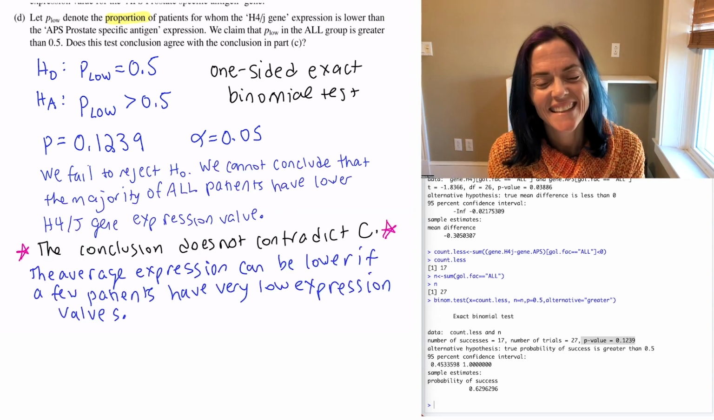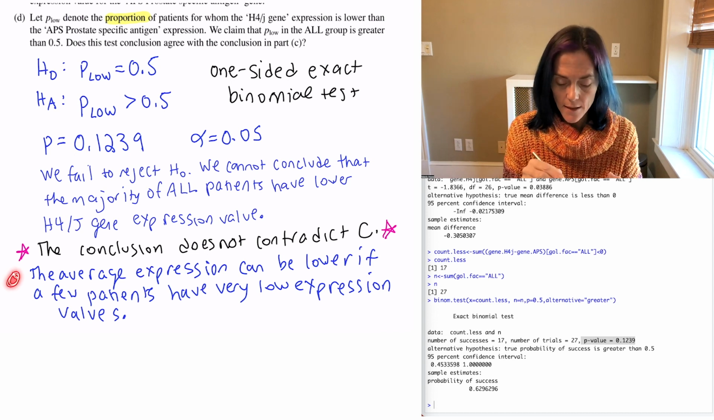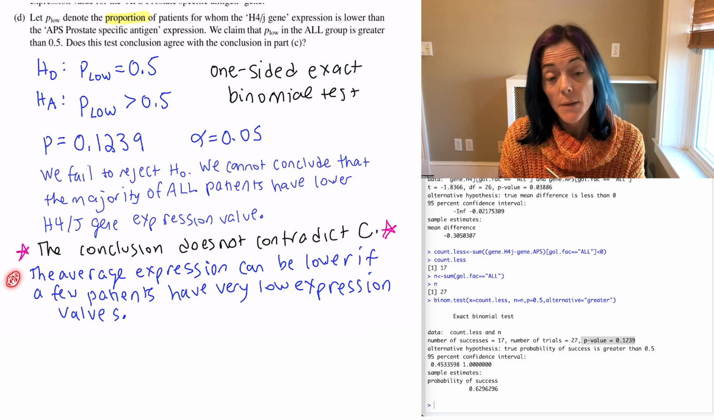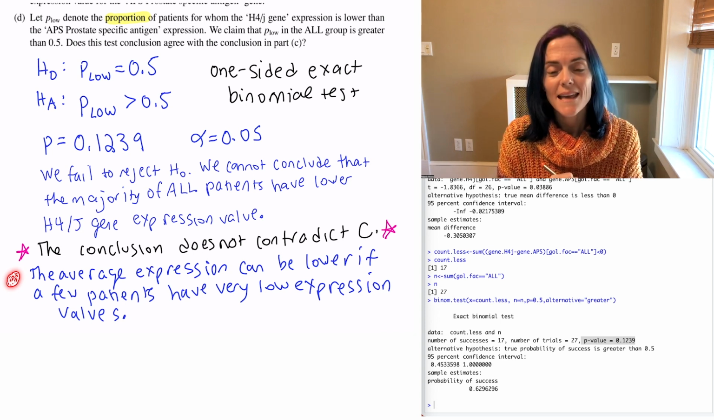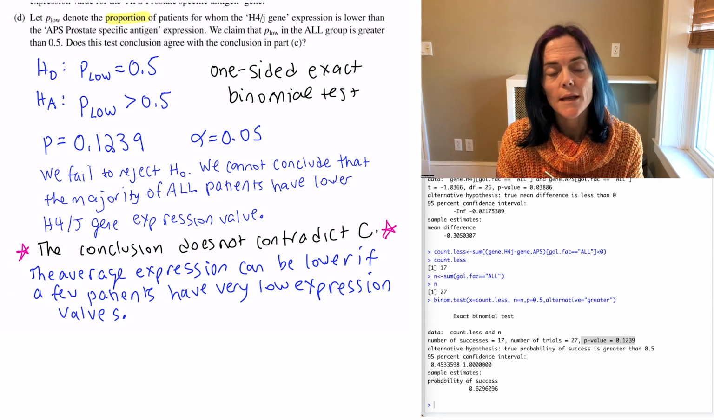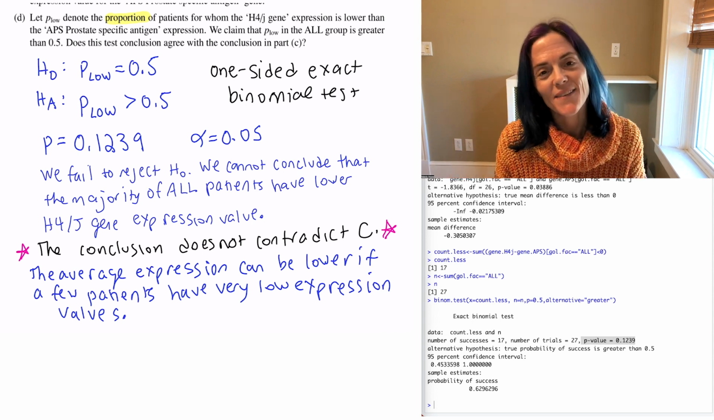The reason it does not contradict letter C, well, for example, the average expression can be lower if a few patients have very low expression values, and yet it could be the case that the majority do not have lower expression values.